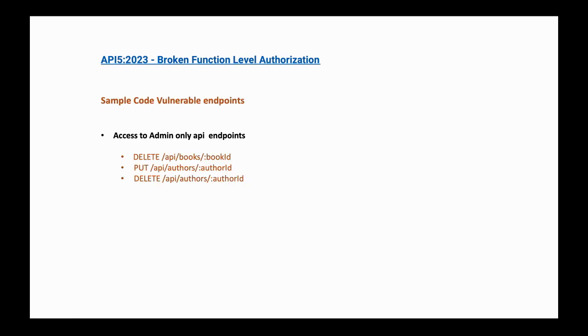Now in our sample application, we are going to look at some of the endpoints which are left vulnerable to this broken function level authorization exploitation. We are going to focus on delete and put APIs for book and author. Now ideally these should be only accessible to admin, but we'll see how lack of function level authorization check will let normal users access these API endpoints too. So in the next lecture, we'll go to our application and see these examples.